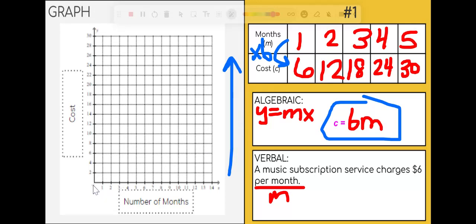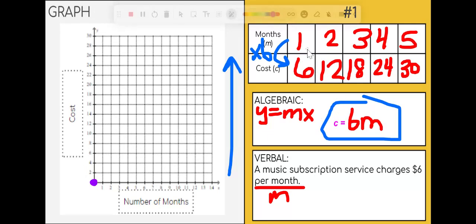Now, I also do know that if I don't have any months of music, I'm paying $0. So go ahead and drag your first point right there to 0, 0. In fact, all proportional relationships are going to start at 0, 0 because it's not going to make sense for it not to be, right? If no time passes, my plant's not going to grow at all. If I don't buy candy, I don't spend any money. If I don't have the subscription for any months, I'm not going to be charged any money.